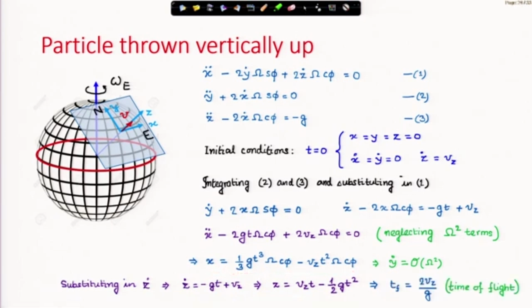By the way, the time of flight can be determined easily from this. So, z goes from 0 to 0. If I put z equal to 0, I will get 2 times, one is t equal to 0. So, initially z is 0, and then when it again comes back to the ground on the plane, when z is 0, that is the time of flight, 2 v z divided by g.